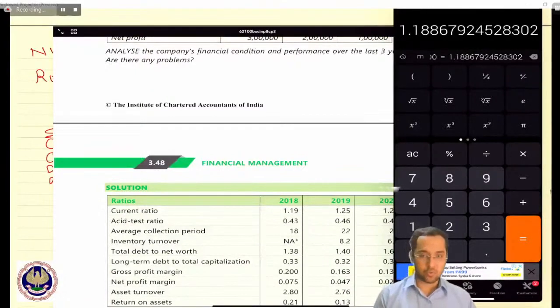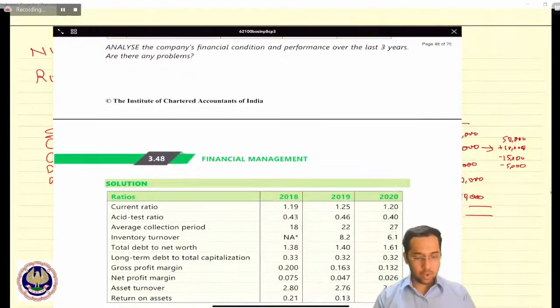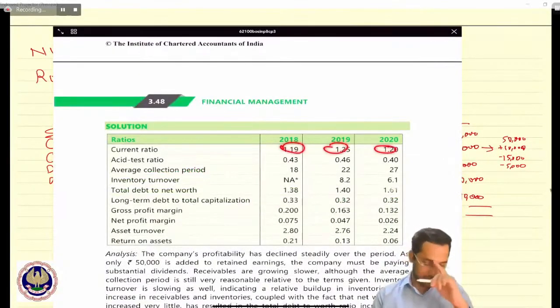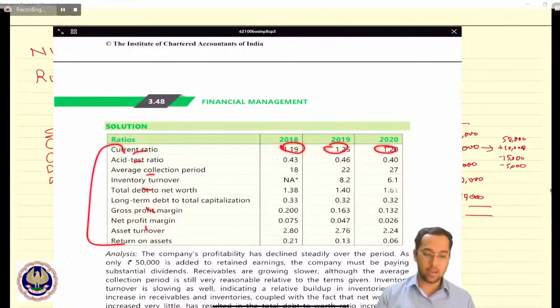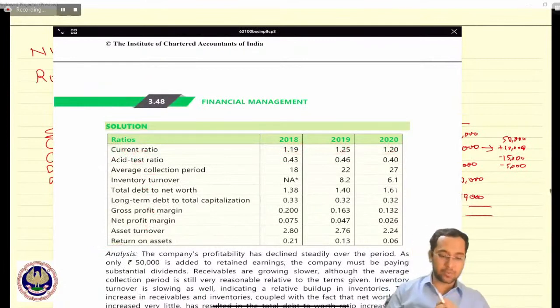Test your knowledge question. Okay. Practical question, right? Question 7. All these ratios are calculated for us. They are already there. Current ratio, asset test ratio, all these things are already there. So we're not concentrating on calculation of ratios. The focus is to analyze them.